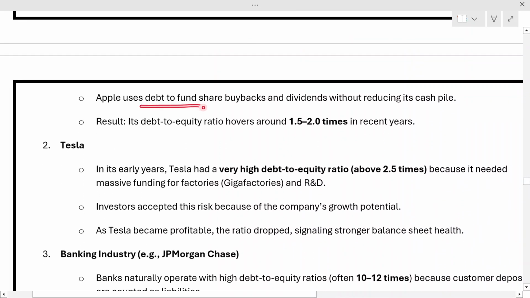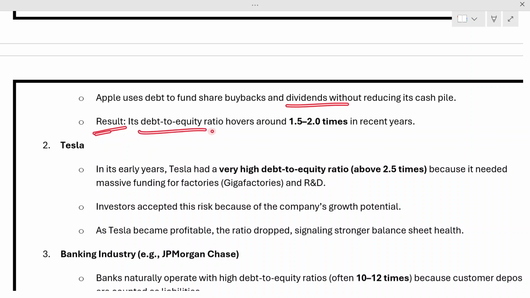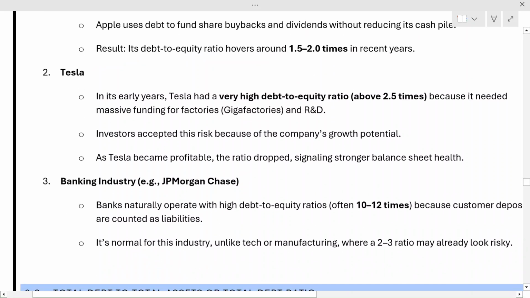Now Apple uses debt to fund its share buyback and dividends without reducing its cash pile. Apple has its cash with them, and they sometimes use debt to fund the buyback or dividends as well. As a result, its debt to equity ratio hovers around 1.5 to 2 times.